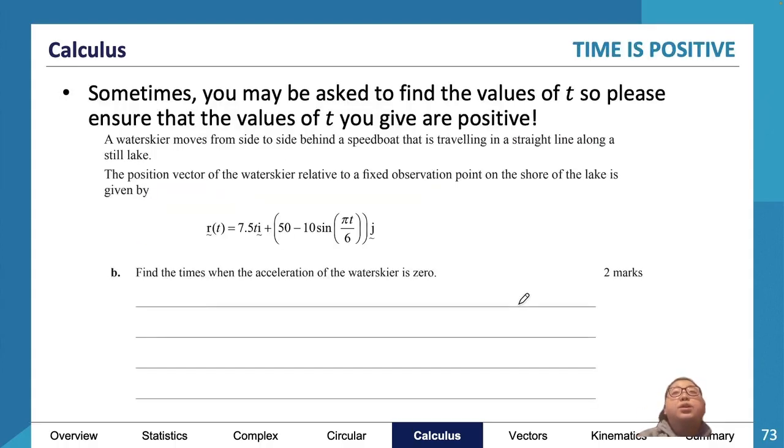Okay, so sometimes you're asked to find the values of t, so make sure the values of t that you find are positive. That's the main thing with finding solutions in general, that you must always check that the solutions you find are actually possible.